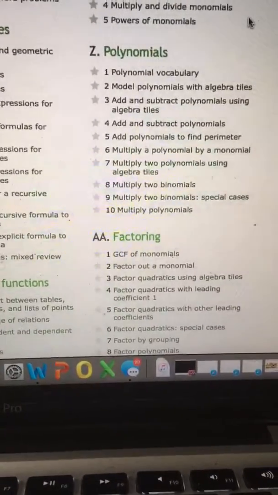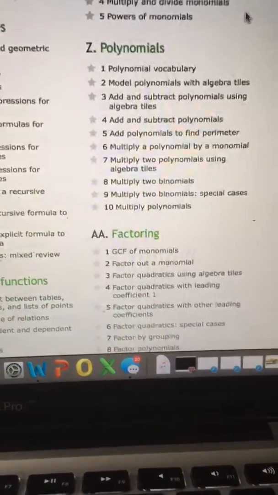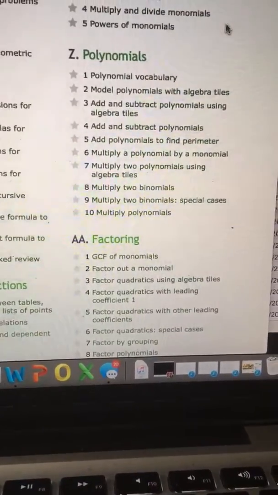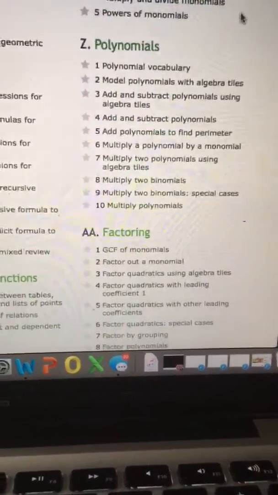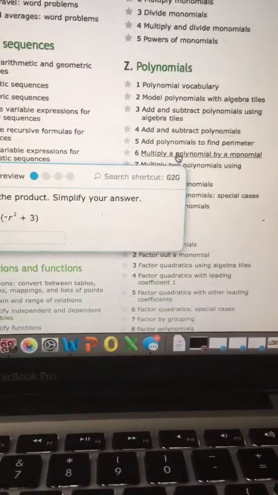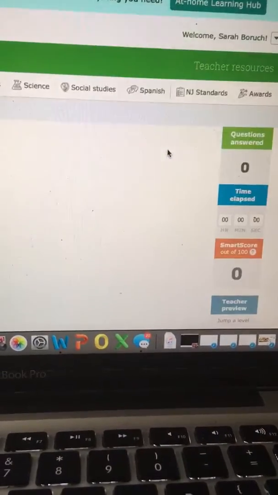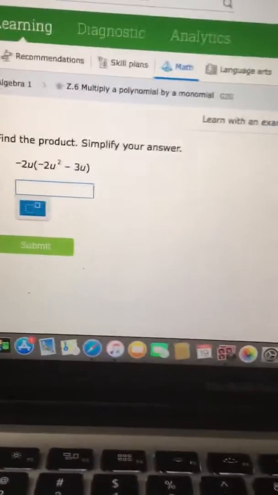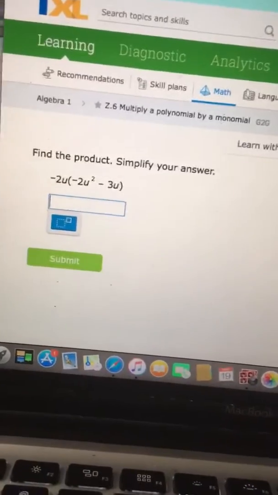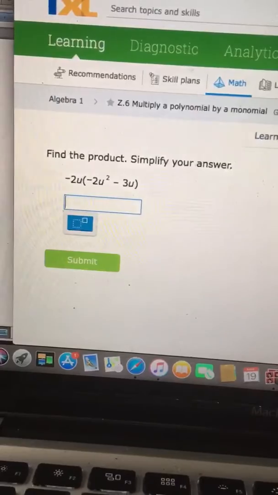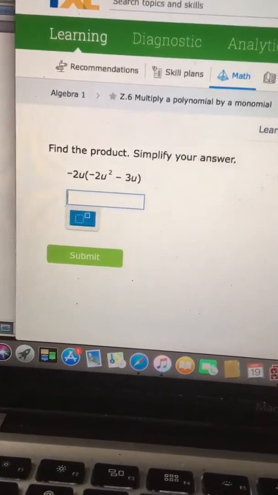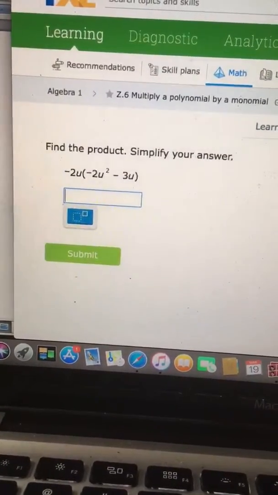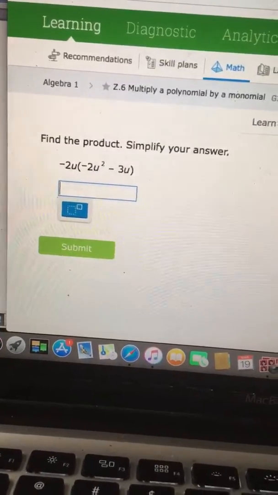So I would just like to go through this week's IXL with you, which I believe is Z6, Z8, and Z9. So let's do a few of each. So Z6 is multiplying a polynomial with more than one term by a monomial with one term. So here you have negative 2u, just writing it down, negative 2u times negative 2u squared minus 3u.